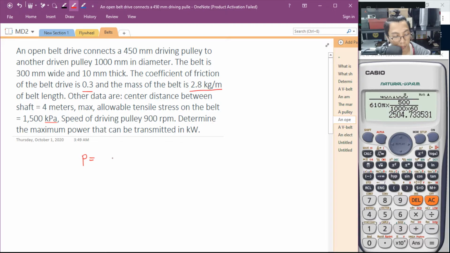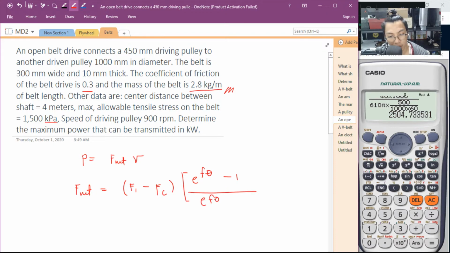So, power is equal to Fnet multiplied to velocity. And then, Fnet is equal to yung F1 minus, may binigay ka na dito, binigyan ka na ng mass. Kapag binigyan ka ng mass, meron yan centrifugal force. So, Fc multiplied to effective belt pull equation. So, e^(fθ) minus 1 over e^(fθ).